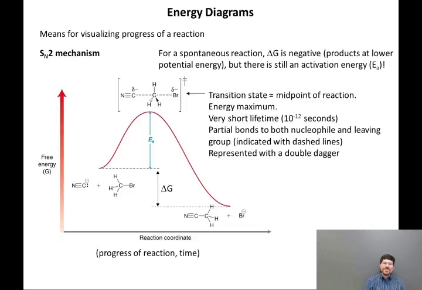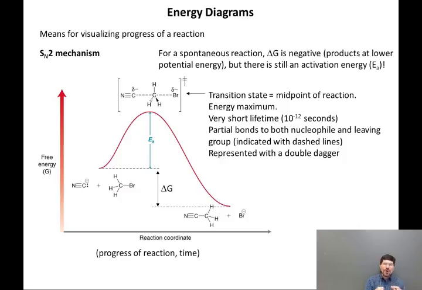Then this little weird thing that you see in the middle is called a transition state. So the transition state for a one-step reaction is the midpoint of the reaction. It represents the energy maximum. And if you look at what the transition state for this reaction looks like, you've got a partial bond between the carbon and the bromine. The leaving group has not yet left. You have a partial bond between the methyl group and the CN. The nucleophile hasn't completely approached.